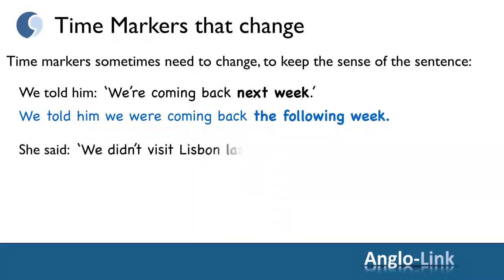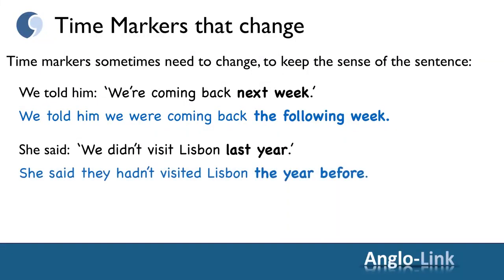Another time marker that changes is last year, or any other time marker with last, last week, last night, etc. For example, she said, we didn't visit Lisbon last year. In indirect speech, she said they hadn't visited Lisbon the year before.